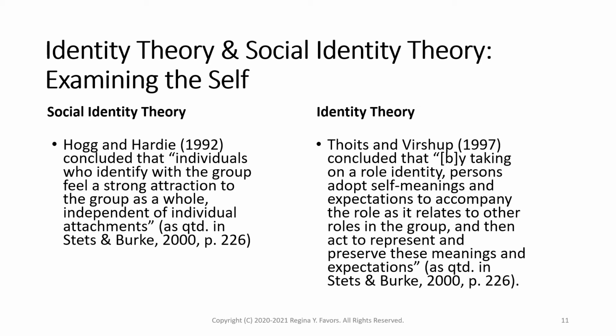These authors concluded under identity theory that by taking on a role identity, persons adopt self-meanings and expectations to accompany the role as it relates to other roles in the group, and then act to represent and preserve these meanings and expectations. So if we go back to the example of the student government, we all know that on any sort of board or membership, there is always a parliamentarian. And the parliamentarian is following Robert's Rules of Order. And it's the parliamentarian who feels responsible for keeping order, right? That's their role.